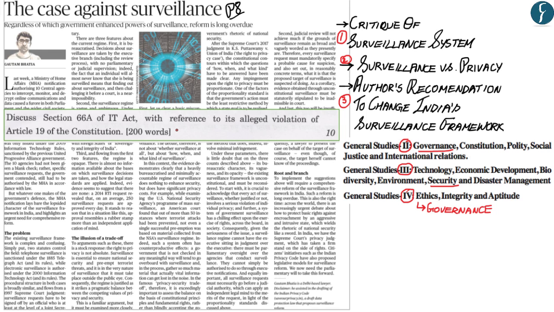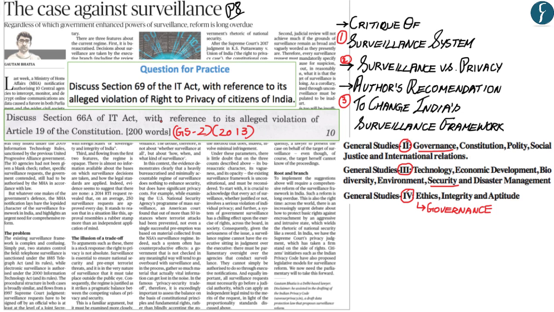Now a related question has already been asked in GS paper 2 of the 2013 mains examination, which had asked: discuss section 66A of the IT Act with reference to its alleged violation of Article 19 of the Constitution of India. Now based on this, a mains question for your practice is: discuss section 69 of the IT Act with reference to its alleged violation of right to privacy of citizens of India, whereby you would be able to answer this question with the help of this article and the explanation given in this section, especially with the help of aspects number 1 and 2.